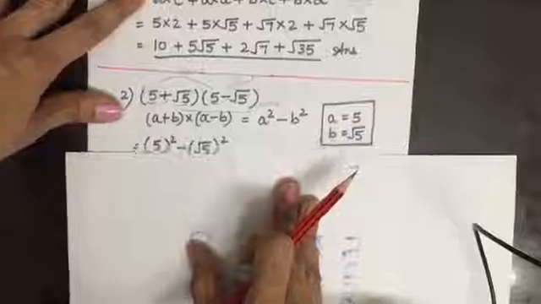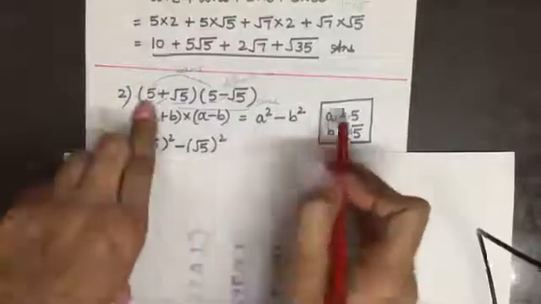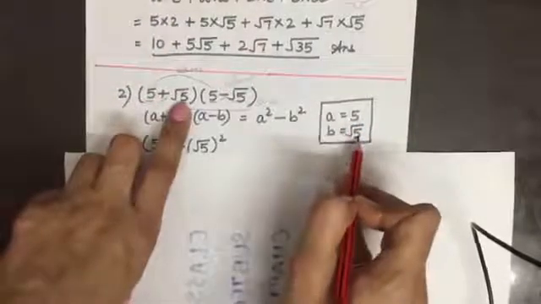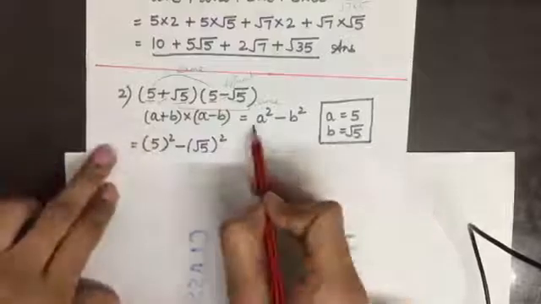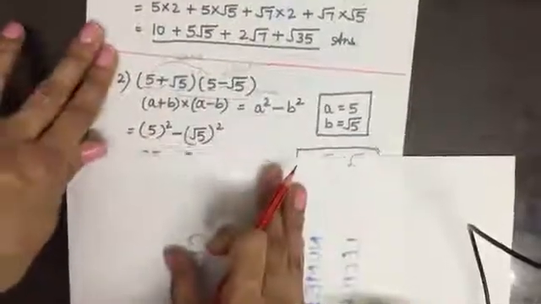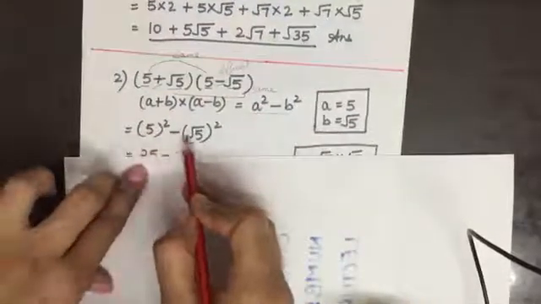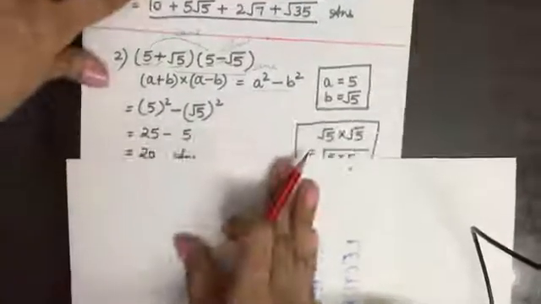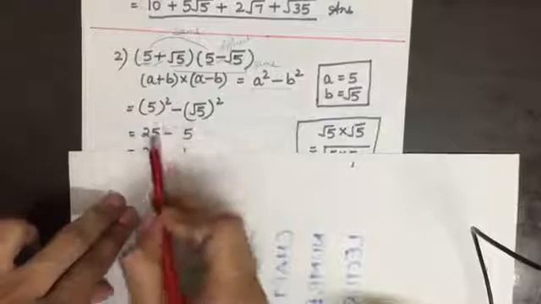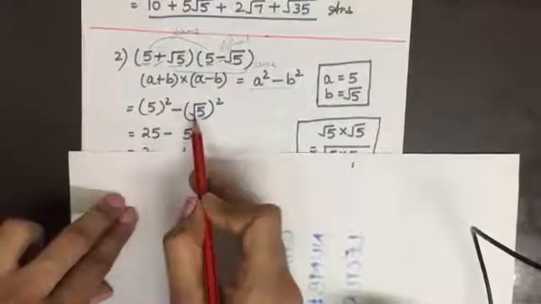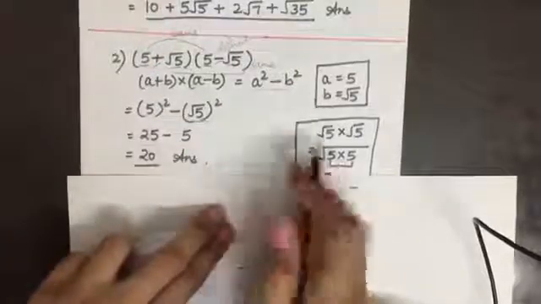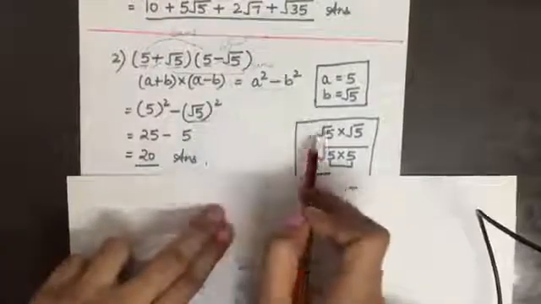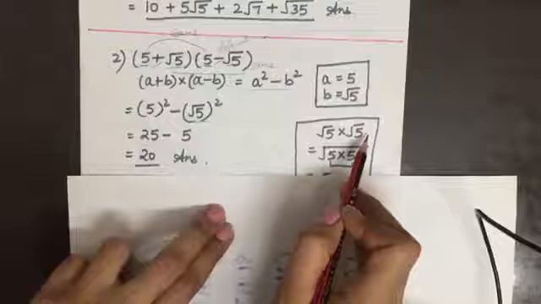So here our a is your first number 5, and b is your second number root 5. We'll just write it in the form a square minus b square, so 5 whole square minus root 5 whole square. We know that 5 square is 5 into 5, 25. Now what about root 5 square? Now do this in rough. Root 5 square means root 5 into root 5.